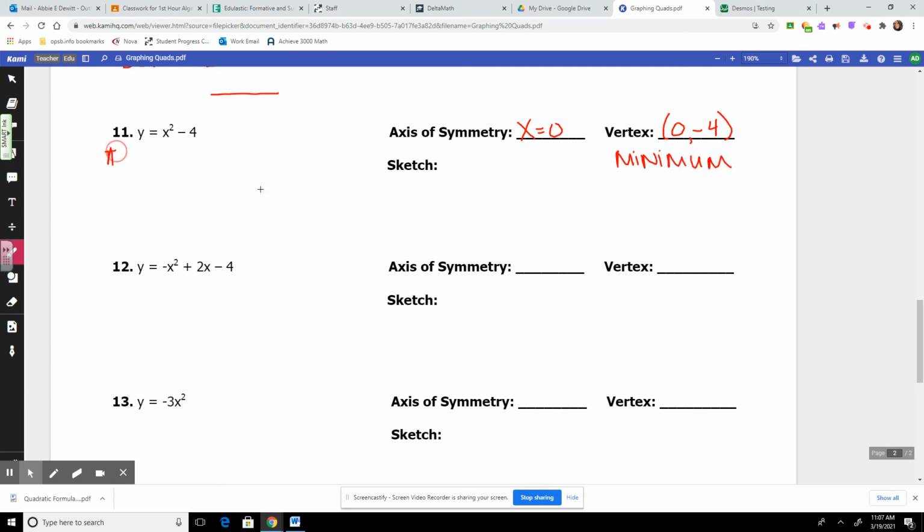And your number of solutions and your zeros are the x-intercepts, which there are 2, where x is -2 and x is +2. Number 12, the axis of symmetry is at x equals 1. That's the point in which the graph can be cut into 1/2. The vertex is at (1, -3), and that vertex is a maximum.